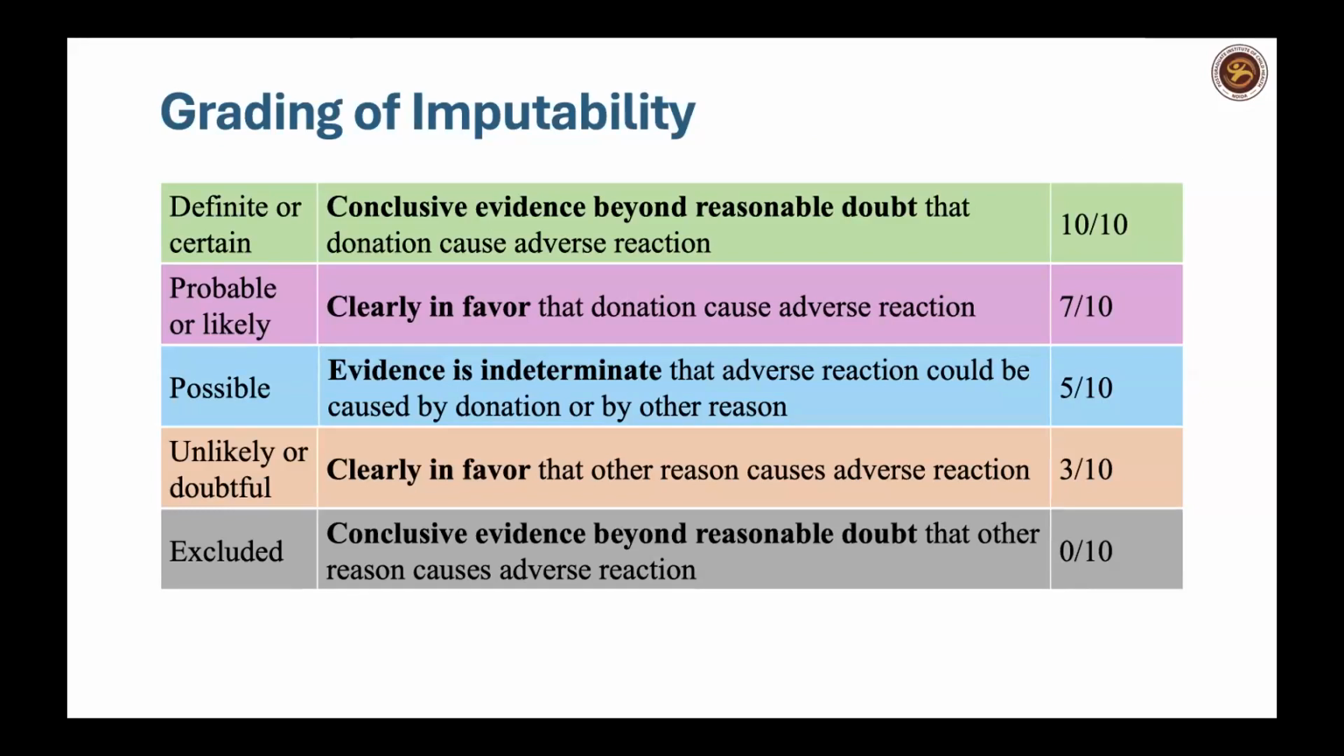So when we have conclusive evidence, we give an imputability of definite, giving a score of 10 by 10. When it is clearly in favor, we give probable. When evidence is intermediate, we give it possible. When there is no other reason, we give unlikely. And when we know that the blood is not the cause of this adverse event, we give it excluded.